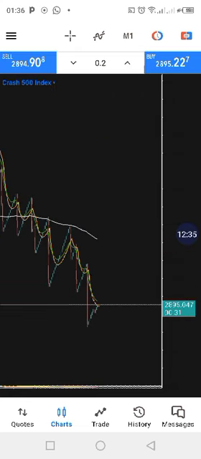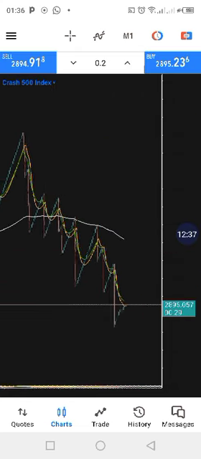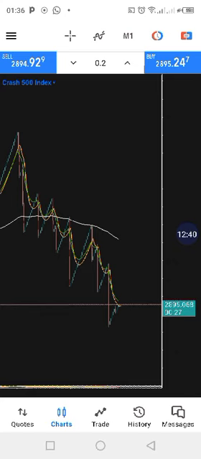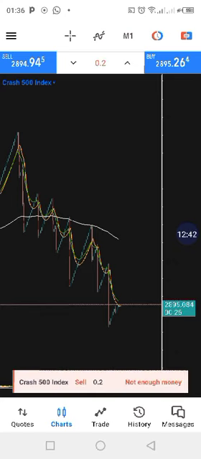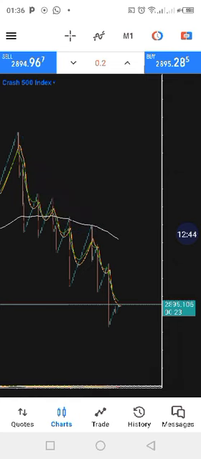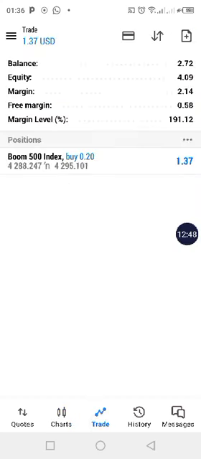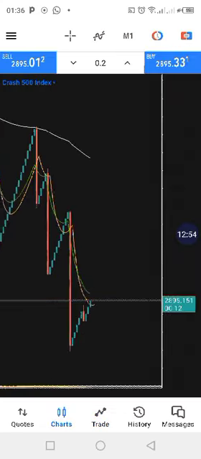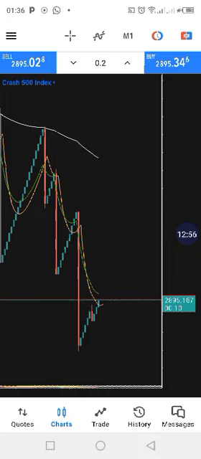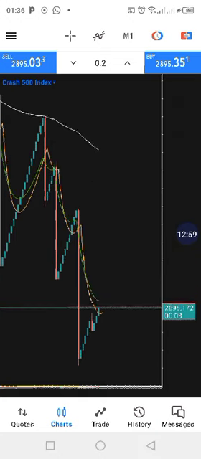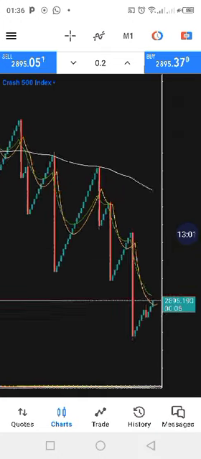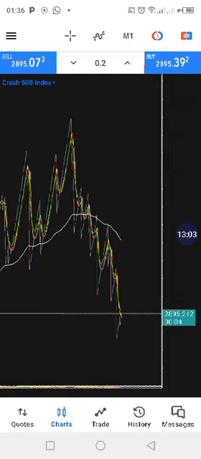So this is another trade. This is crash 500. So I wanted to take a sell here because I'm seeing an opportunity to sell, but then I don't have enough because of the price. So I'm going to close this trade. I don't know if it's going to work out to catch this spike, because there's a spike that will come in here from the direction of the market.